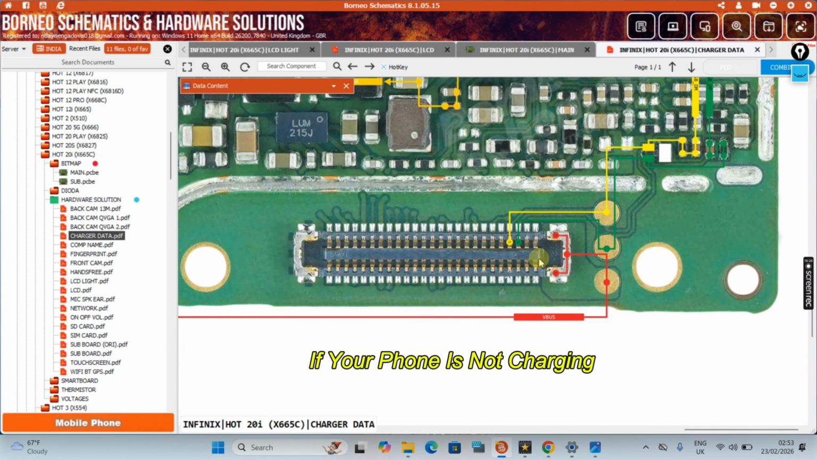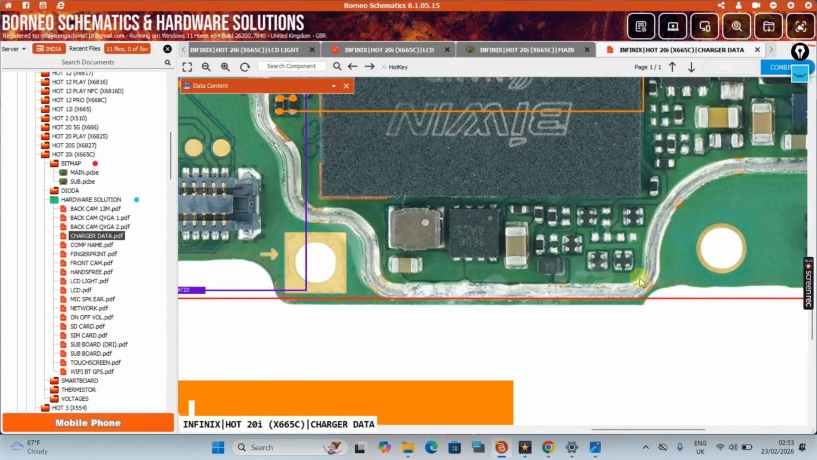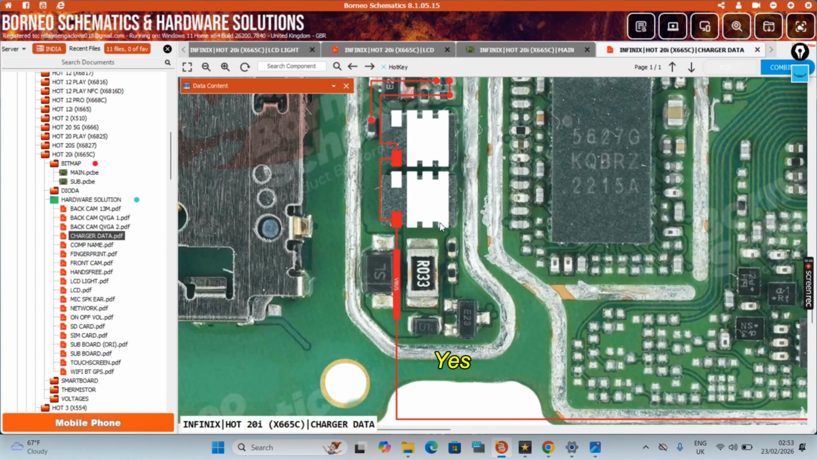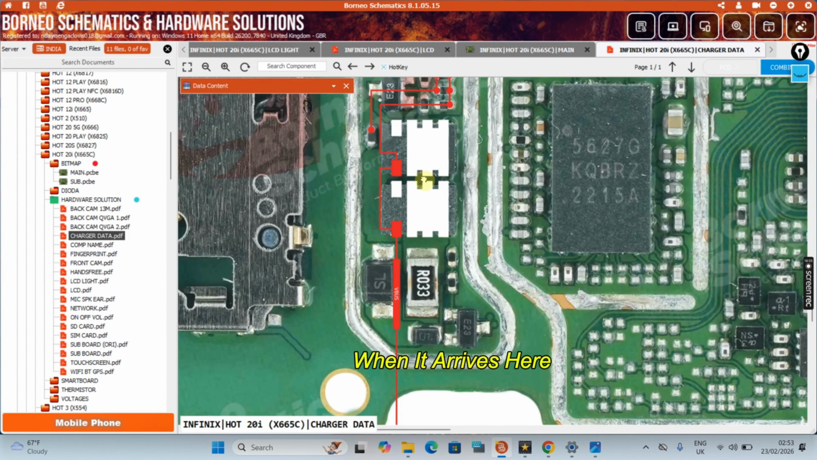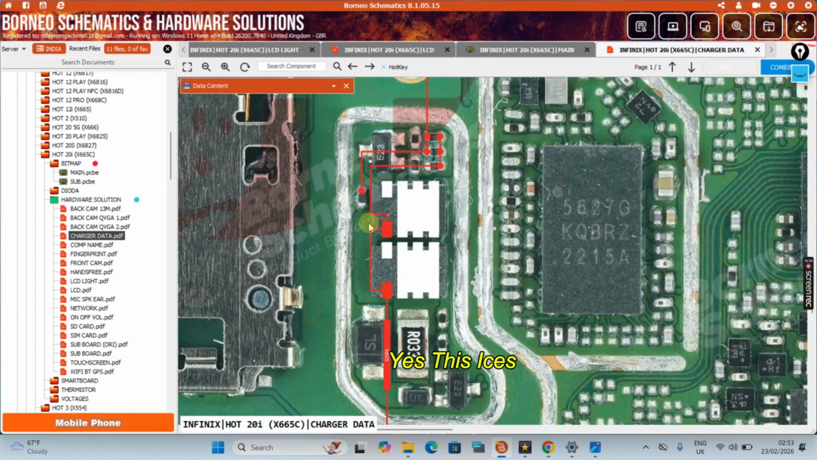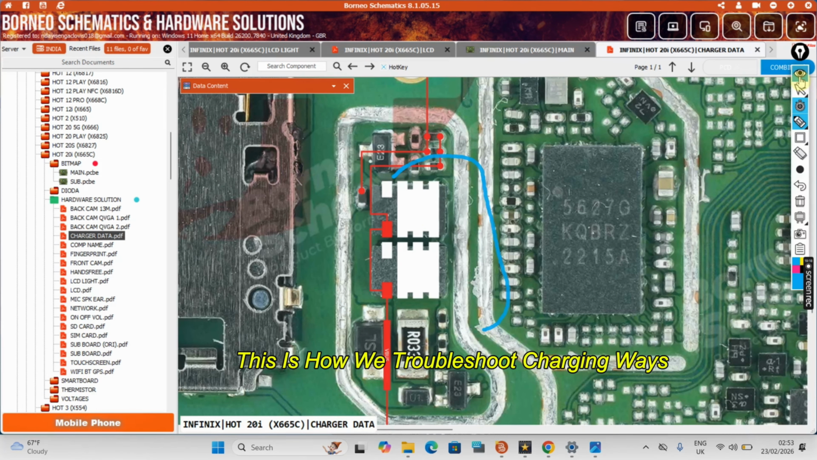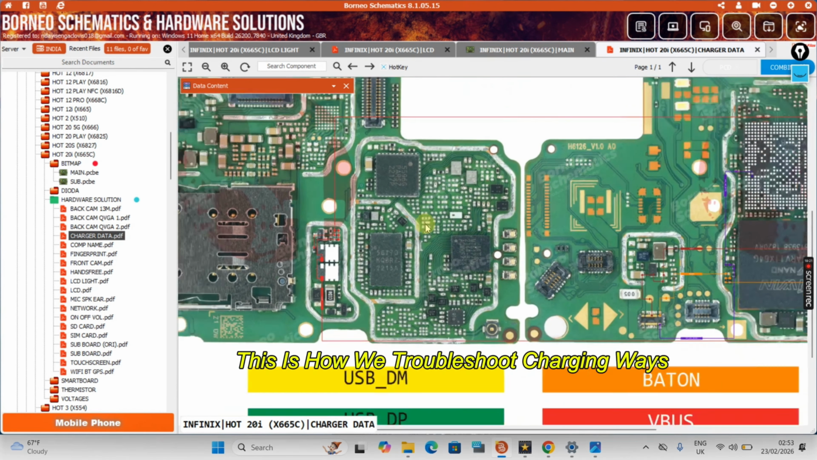If your phone is not charging, you have to check this line. This is the VBus line. You have to check where it is going. This line is from the charger. When it arrives here, these two ICs will generate some voltages. Sometimes they increase or decrease the voltage. This is how we troubleshoot charging and charging data.